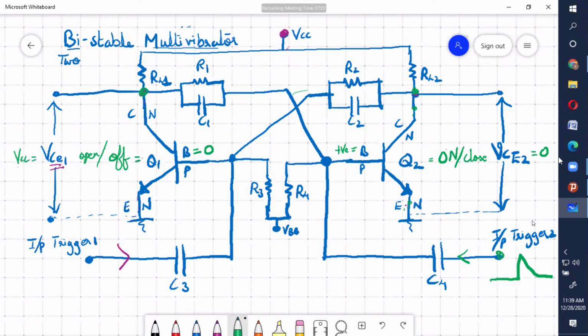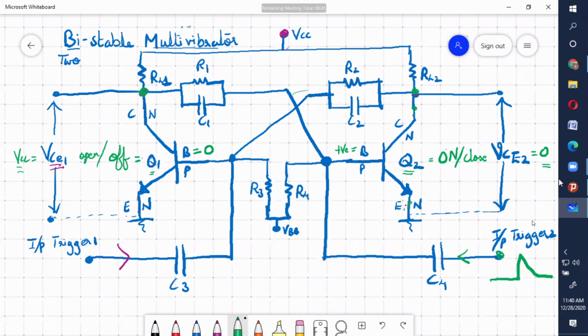Now, this is the other stable state. Whenever you apply a trigger at input trigger 2, this transistor will go to the on condition and its output changes to 0. This 0 makes Q1 off, making its output what? VCC. Is it clear, students? Have you understood? This is the second condition.